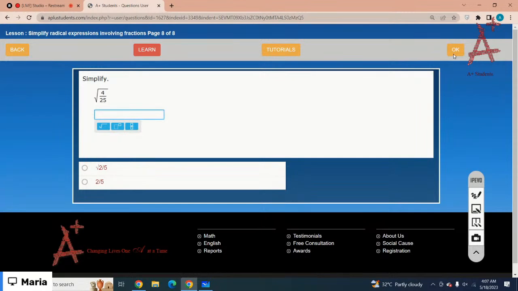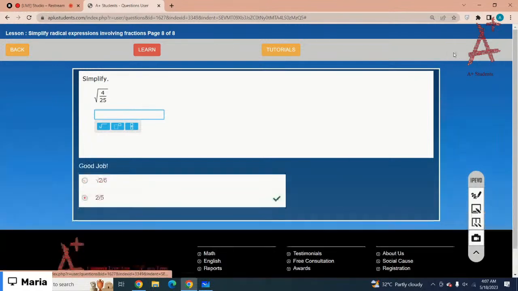Okay, the next one is square root of 4 over 25. It would be 2 over 5. The correct option is 2 over 5. Got it? Okay, we are done with the lesson. Let's move on to the next lesson.